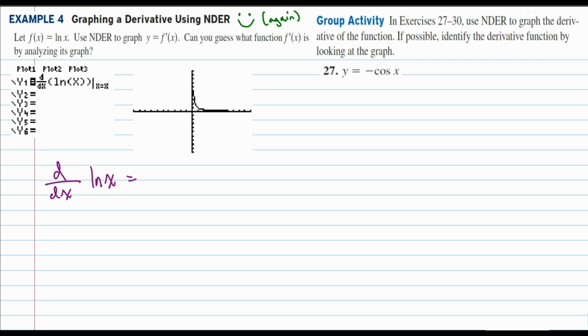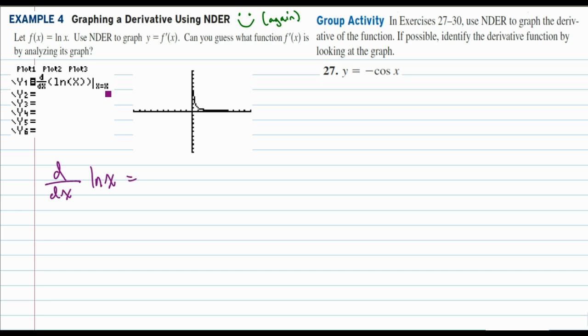Example 4 says, let f of x equal the natural log of x and use NDER to graph y equals f prime, so graph the derivative. Can you guess what function f prime is by analyzing its graph? Well, if you want to, first of all, graph a derivative in your calculator, you go to y1 and then you do math 8, so the derivative of, put your function in.